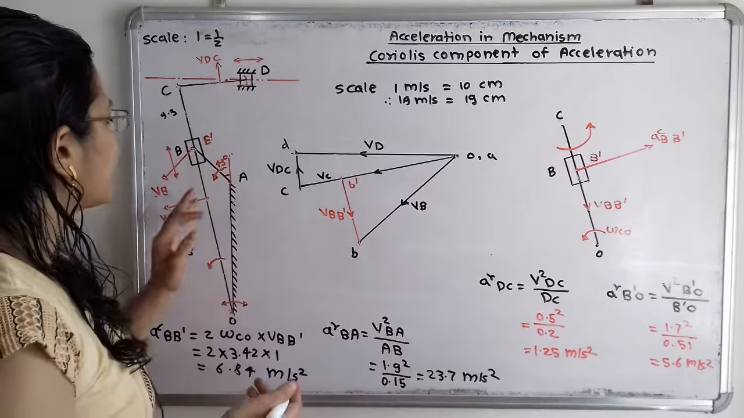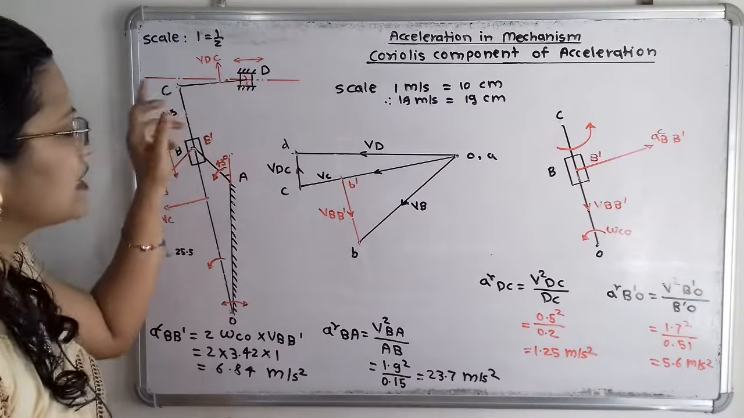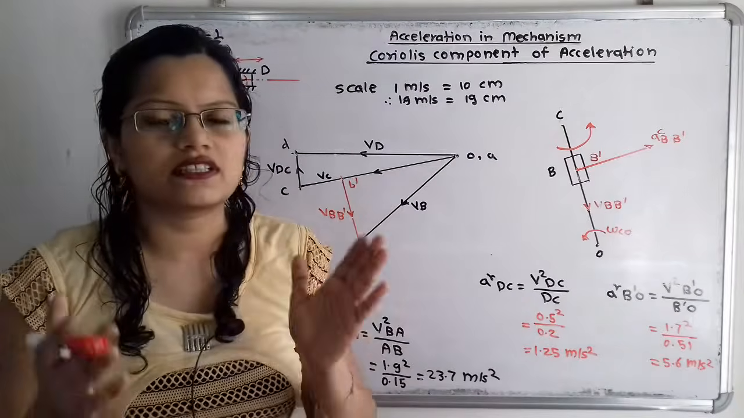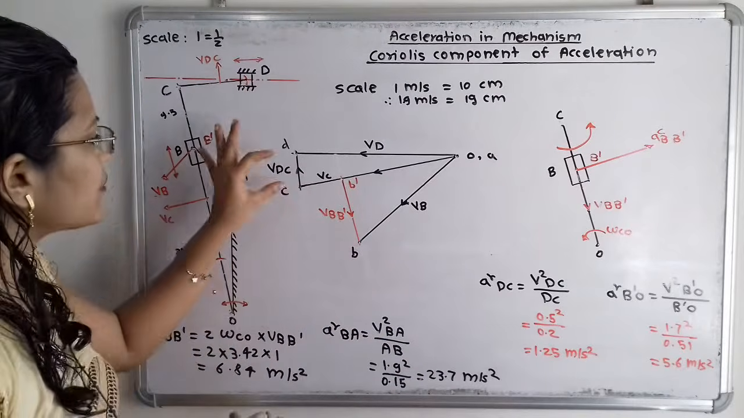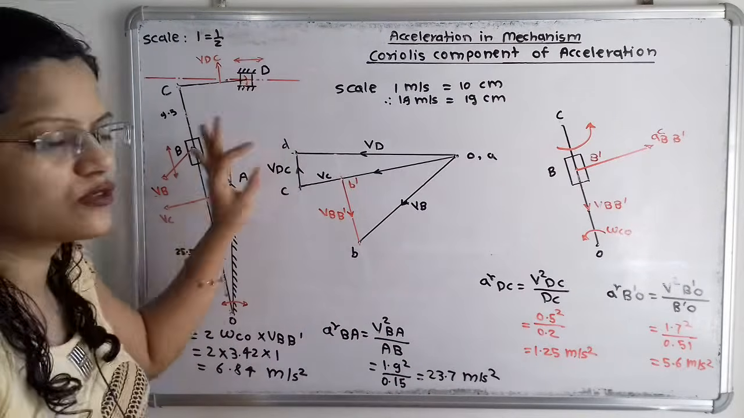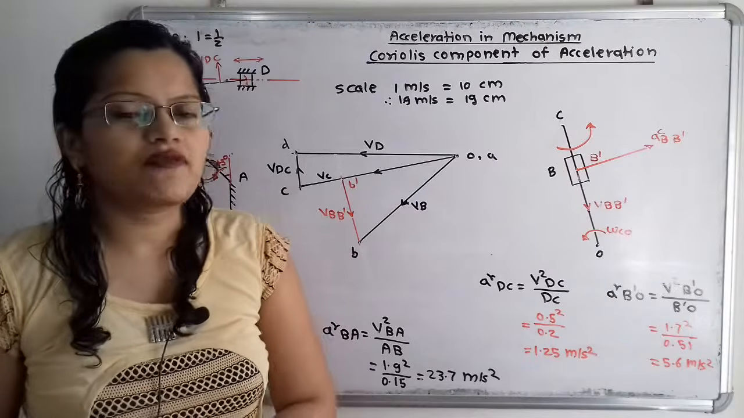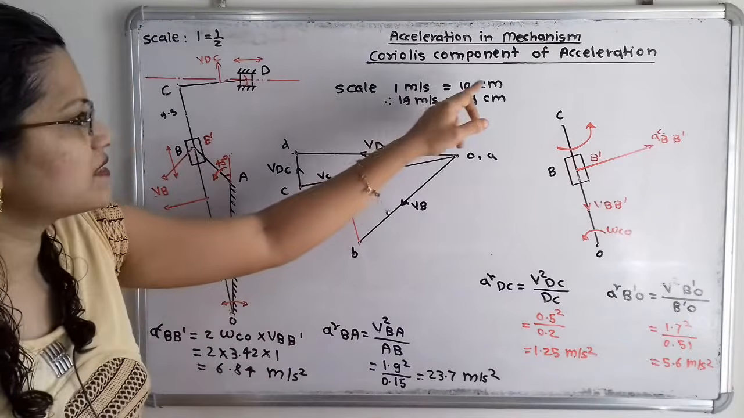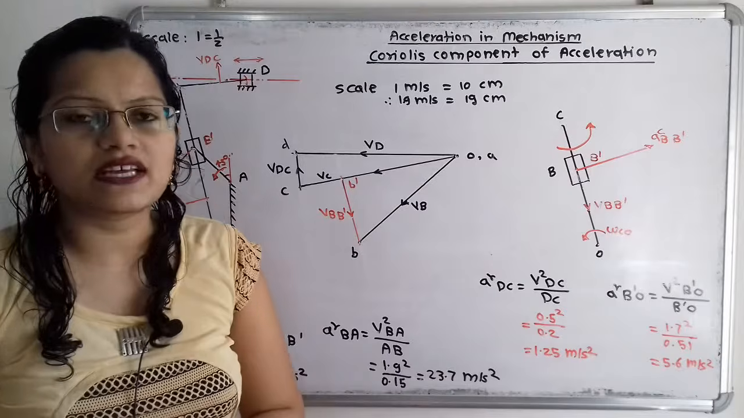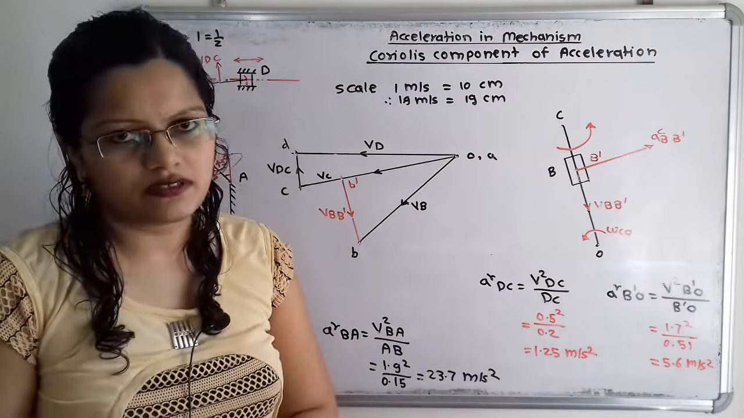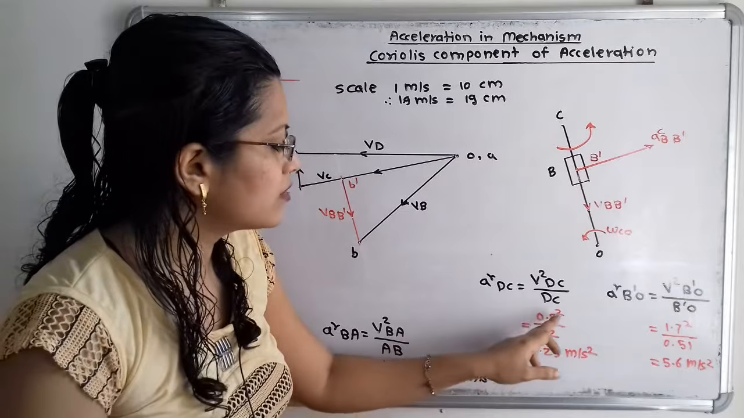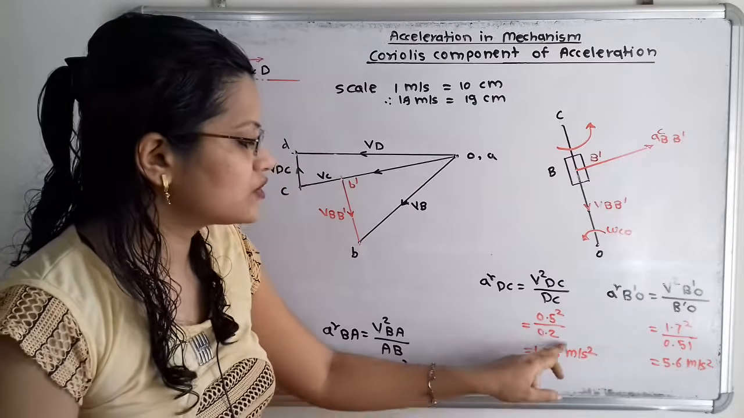The next link is DC. For this link DC, again, the linear velocity square divided by the length. Here we have to measure the vector C to D. Its length is 5 cm. As per this scale, for 5 cm the velocity is 0.5 meter per second. So 0.5 square divided by the length, that is 0.2.